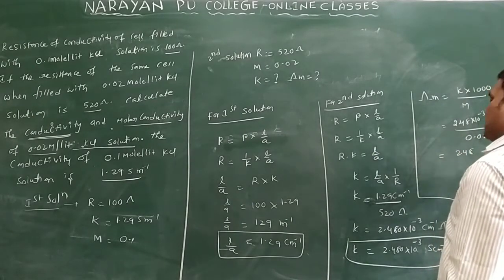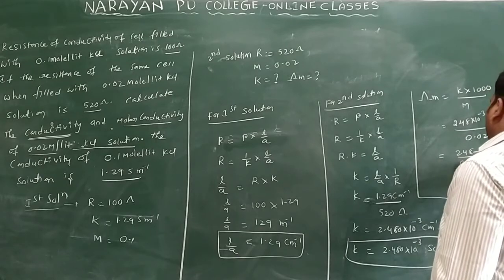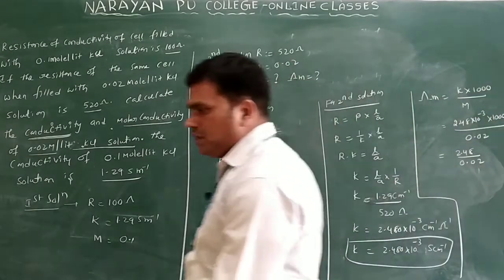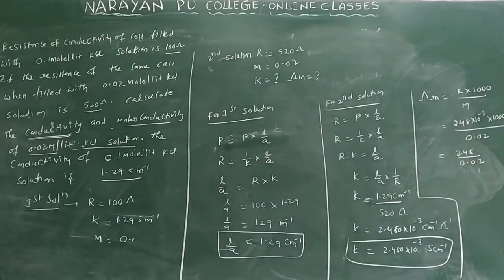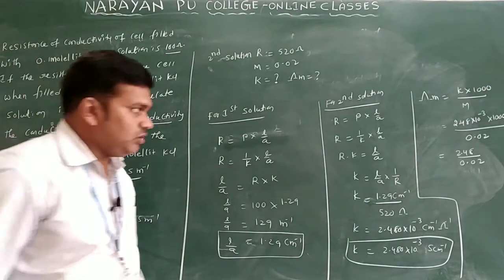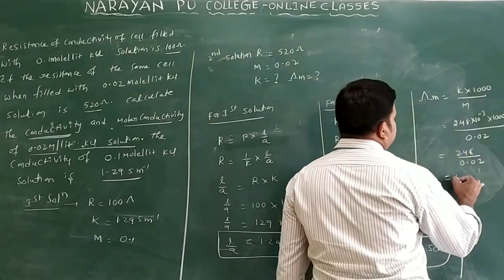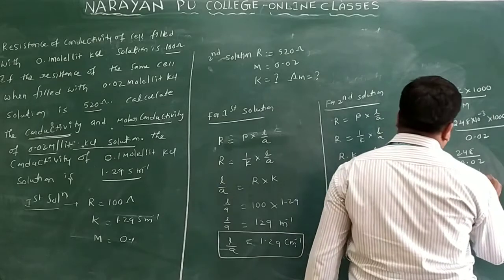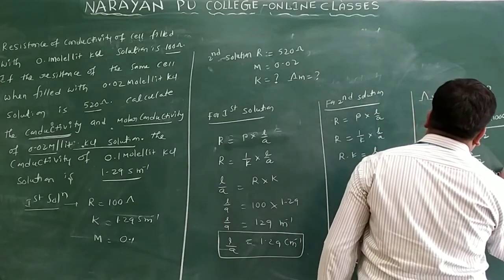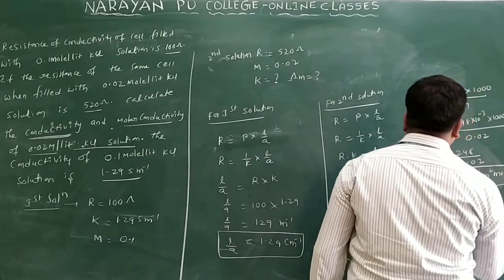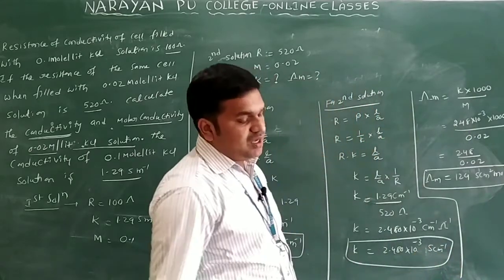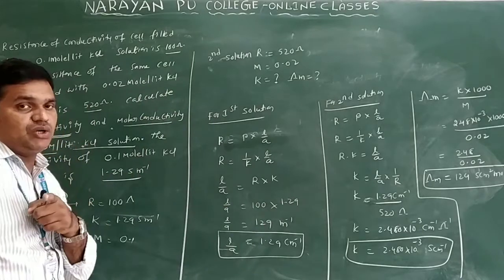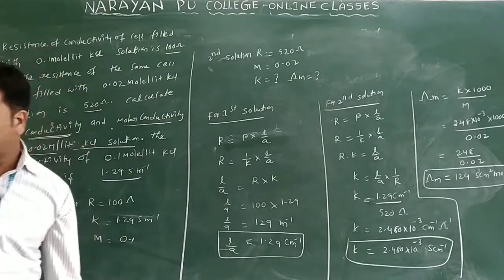Then you will get 2.48 into 10 power minus 3, and the 1000 cancels. Then you will get 2.48 by 0.02 only. So 2.48 by 0.02 you will get 124 only. This is molar conductivity. What are the units generally? Siemens centimeter square mole inverse only. So this is regarding calculation of the molar conductivity only. So this is question number 3. It is already there in your NCERT textbook.